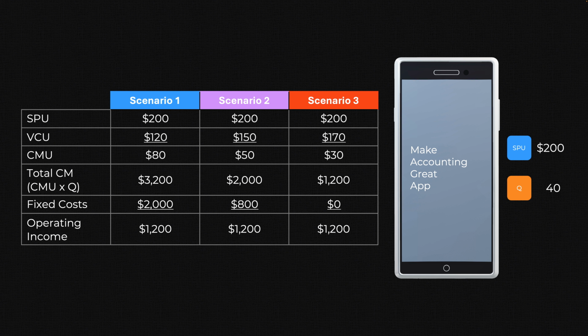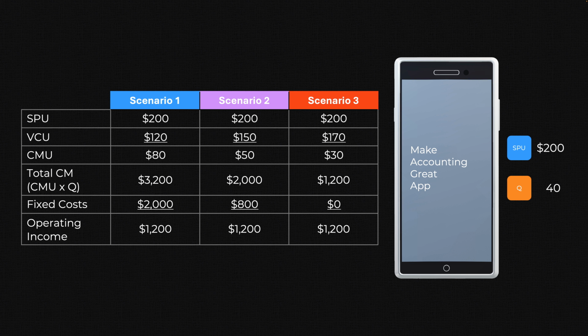So what we can see here is that at this level of sales, 40 units, the business would be indifferent to whatever scenario, whatever cost structure they choose between variable costs and fixed costs. But you can hopefully start to see that scenario 1 is the riskiest one because the fixed costs are much higher. The break-even point would be much higher. So scenario 1 is quite risky up until 40 units.